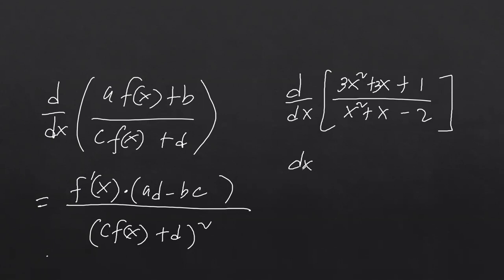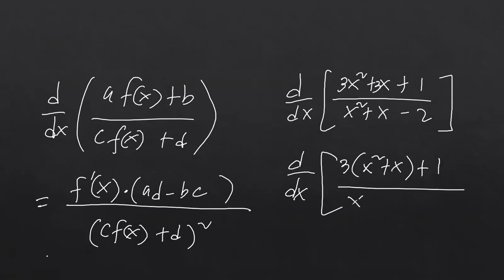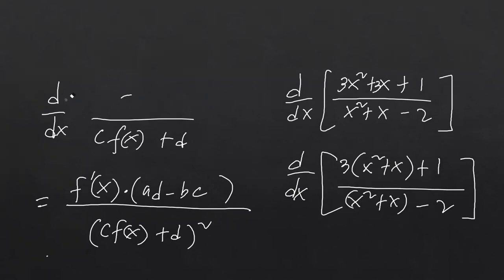So what we will be doing is you can rewrite this as 3 times the quantity of x squared plus x plus 1 all over x squared plus x minus 2. And I think it is now clear that the function that we have is x squared plus x. And your a is 3, your b is 1, your c is 1, and your d is negative 2.